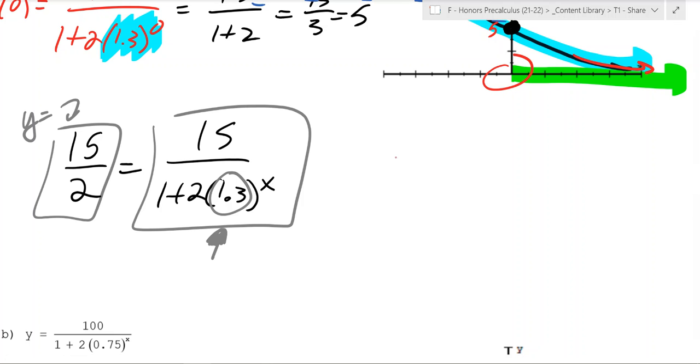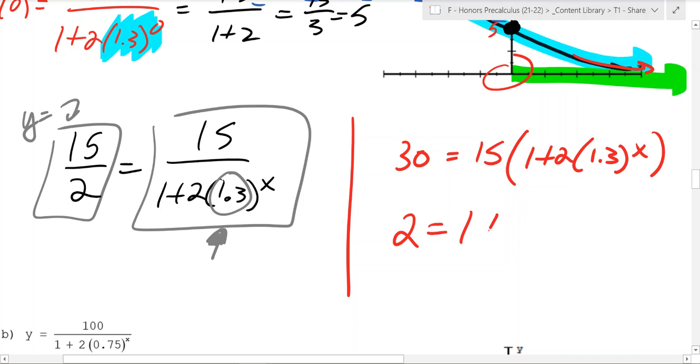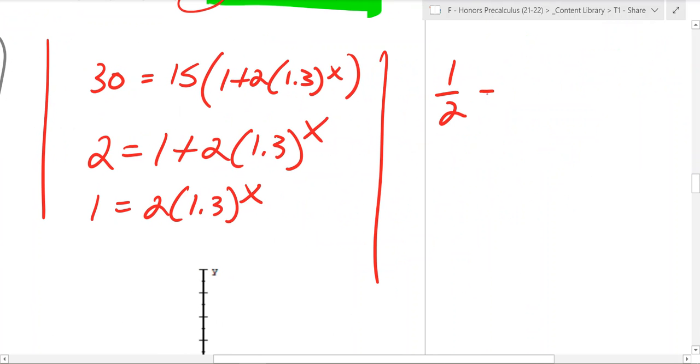I'll show you a little bit of it. You end up with cross multiply here, 30, because that's 15 times 2 equals 15 times 1 plus 2 times 1.3 to the x. Divide by 15: 2 is equal to 1 plus 2 times 1.3 to the x. Subtract 1: 1 is equal to 2 times 1.3 to the x. So now you have something similar to what you had before. 1/2 is equal to 1.3 to the x. The challenge there is that you can't do that without a calculator. Sorry, that's in exponent form, so you need to go to log form.